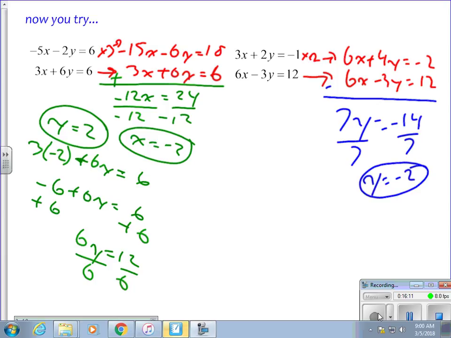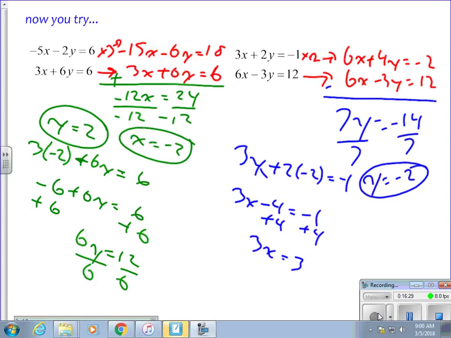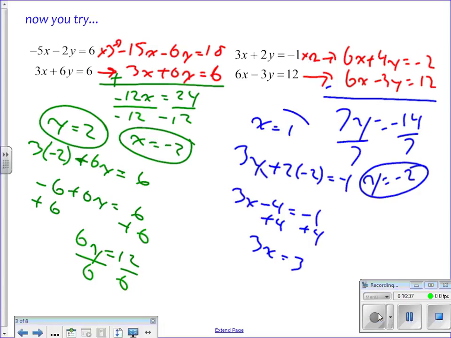Plug negative 2 into either equation. I'll put it in the top one here. 3x plus 2 times negative 2 equals negative 1. Sorry, yeah, 3x minus 4 equals negative 1. Add 4. 3x equals 3. If 3x equals 3, x equals 1. Okay. Questions?